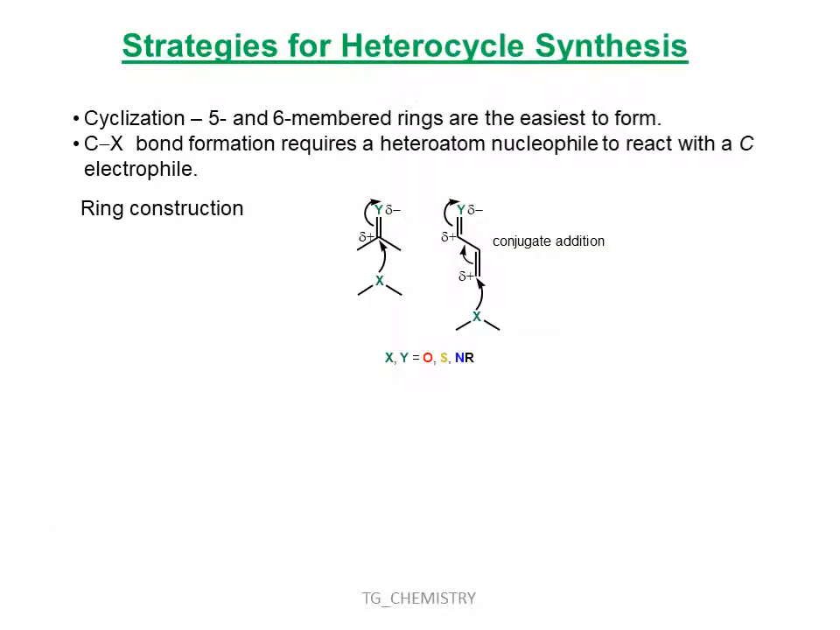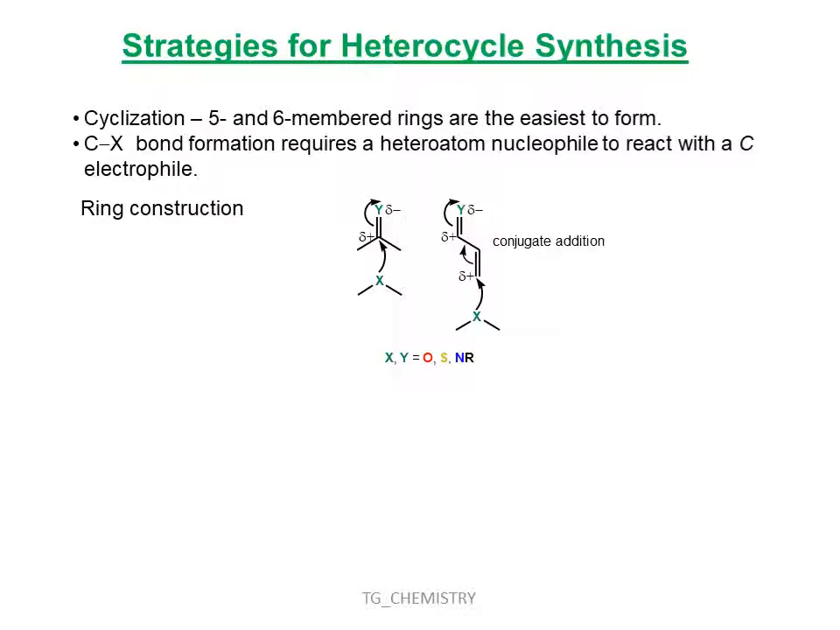Now we move on to the general strategies for heterocycle synthesis, with the knowledge of functional group chemistry and several heteroatom containing building blocks in our hand. It is quite well known that 5 and 6 membered rings are easiest to form. We know from Baeyer's strain theory that these ring sizes suffer least strain and therefore are more stable and formed easily. Here, the C-X bond formation requires a heteroatom nucleophile which needs to react with a carbon electrophile.